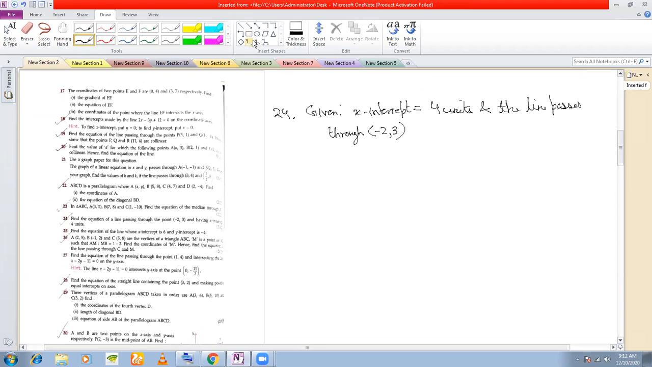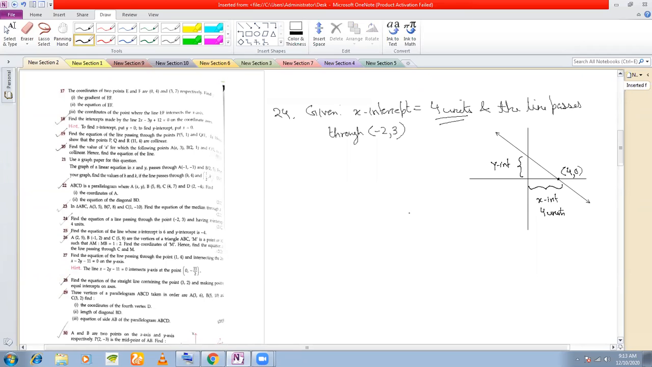Now, if you remember again the definition of x-intercept and y-intercept, this is the fourth time I'm repeating it. If you have a straight line like this in your axis, then this becomes your x-intercept. This becomes your y-intercept. In this case, the x-intercept is given to be plus 4 units. That means this distance is 4 units. If this distance is 4 units, that means this point must be 4, 0.